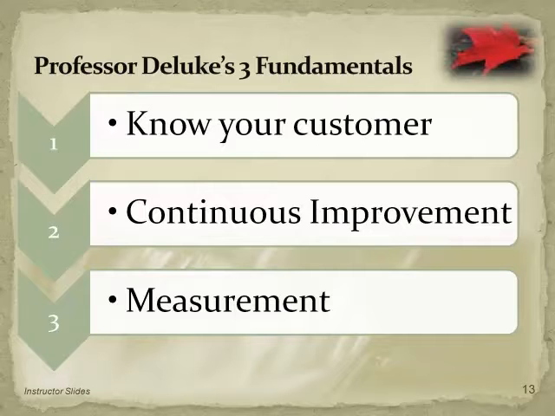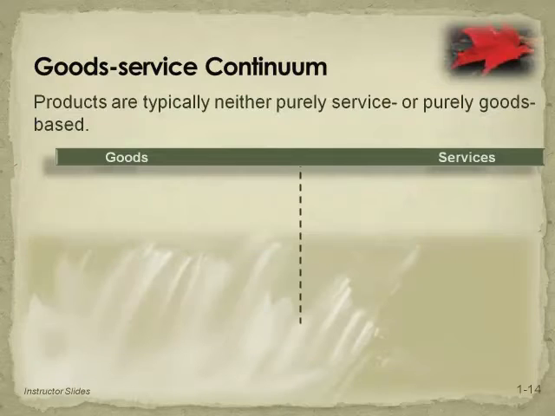And once we have identified those processes, we need to undertake a continuous improvement of those processes. And finally, to see if we are continuously improving, we need to have some way of measuring that process. So by what will we determine whether or not the process is being improved or not improved? And those are the 3 fundamentals of Professor DeLuke's, and we will review those other times throughout the course.